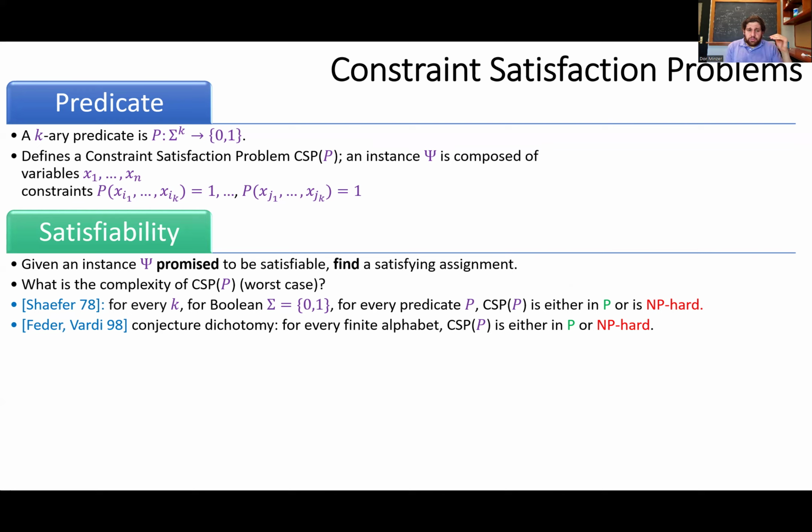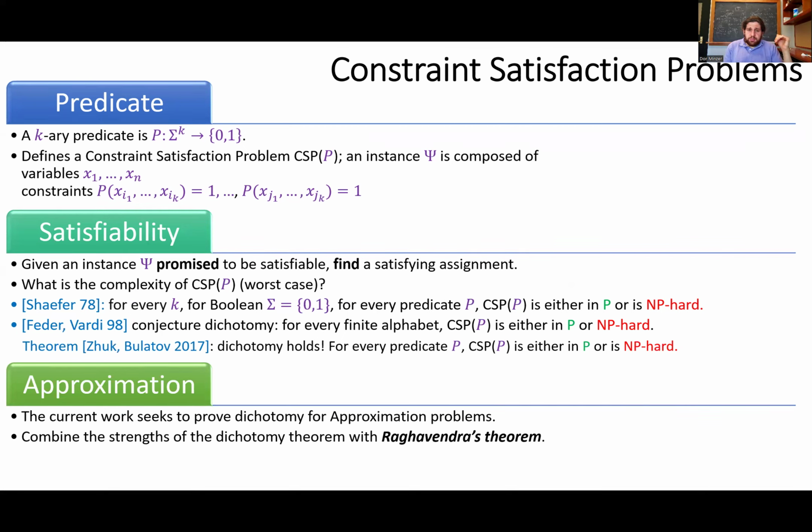So following Schaefer, it took Feder and Vardi 20 years to conjecture that this dichotomy behavior of either being in P or being NP-hard holds not only for Boolean alphabets, but for every finite alphabet. And they raised it, and this was called the dichotomy conjecture. And it took some time, but eventually this was proved independently by Zhuk and Bulatov, and they proved that for every predicate P on any alphabet whatsoever, CSP_P is either in P or is NP-hard.